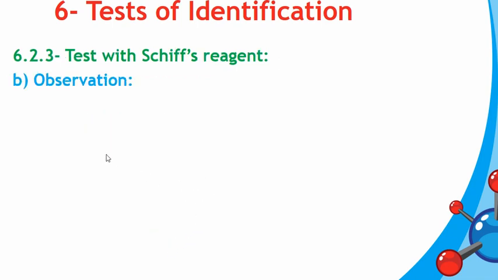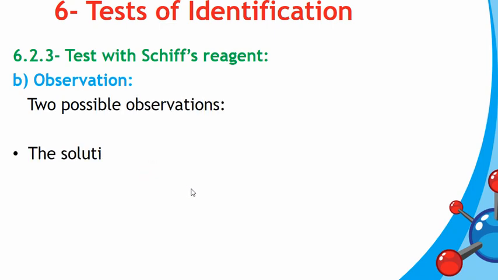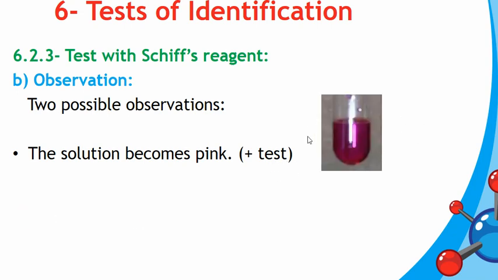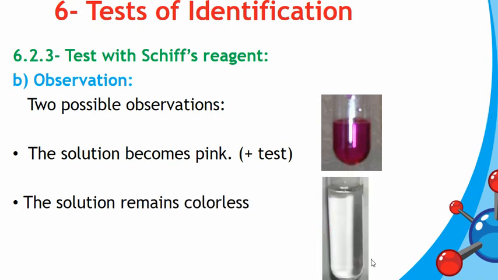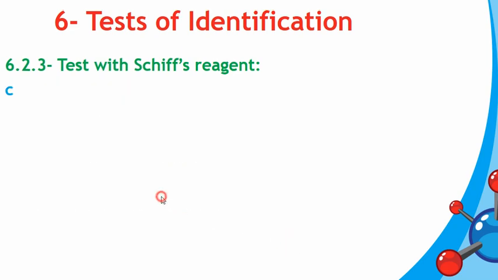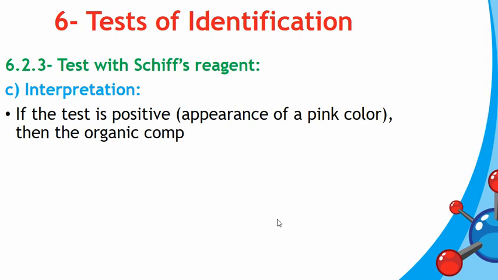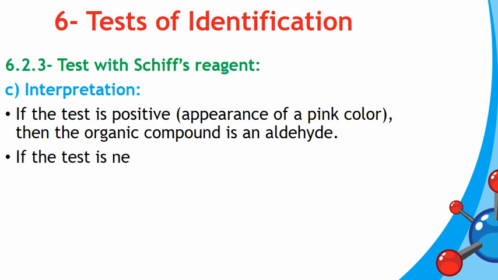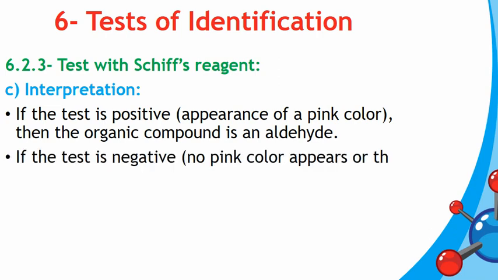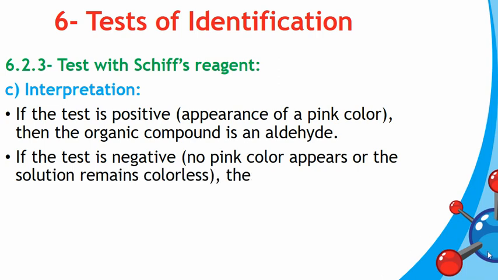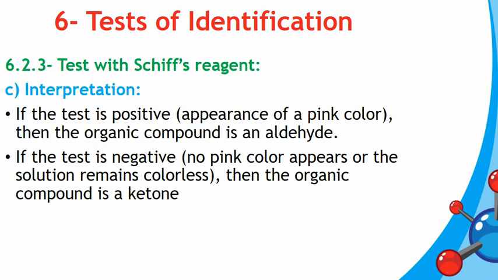Observations: two possible observations. If the solution becomes pink, positive test, or the solution remains colorless, negative test. Interpretation: if the test is positive, appearance of pink color, then the organic compound is an aldehyde. If the test is negative, no pink color appears, the solution remains colorless, then the organic compound is a ketone.